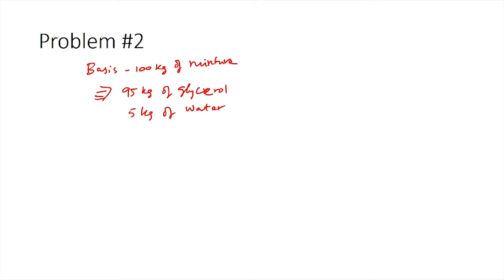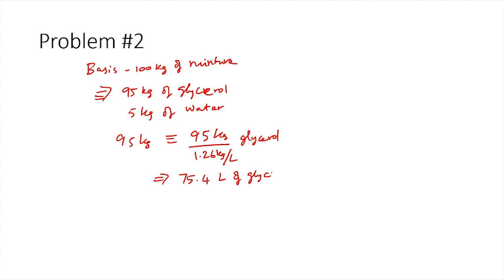We know the densities of glycerol and water, those values have been given to us. So, this 95 kilograms of glycerol would actually occupy 95 kilograms divided by 1.26 kilograms per liter of glycerol. So, this would be the volume. This is mass divided by density. So, this value would be equal to 75.4 liters of glycerol. So, what this means is 75.4 liters of glycerol would weigh 95 kilograms. Similarly, 5 kilograms of water would basically occupy a volume of 5 liters of water.